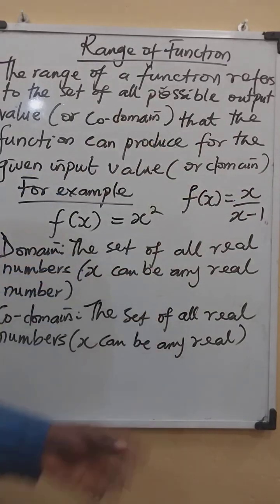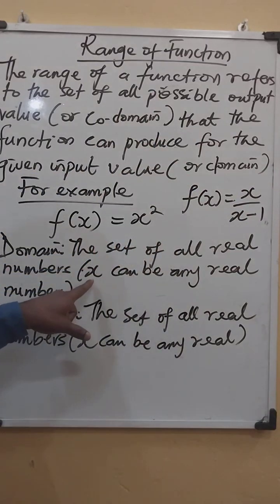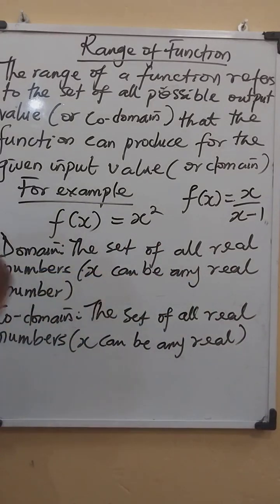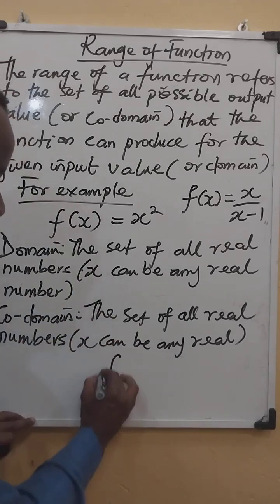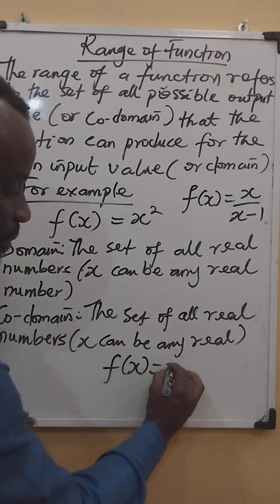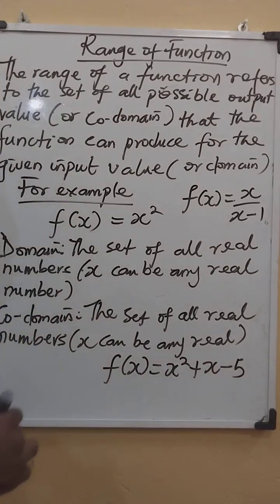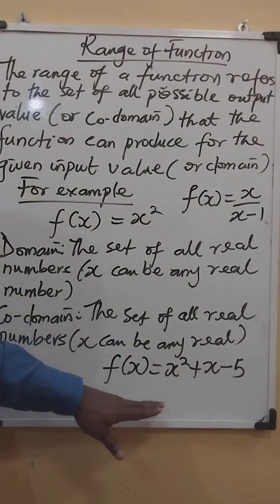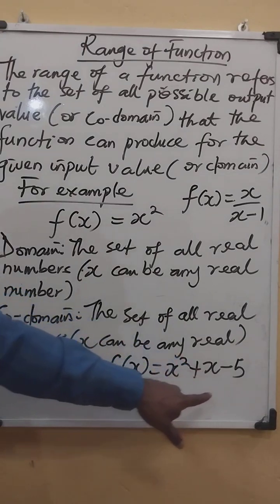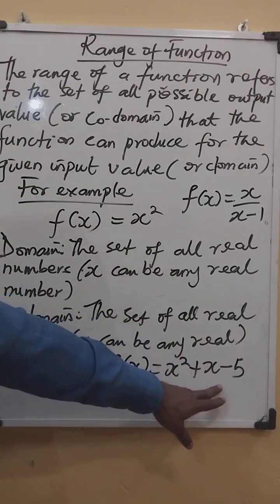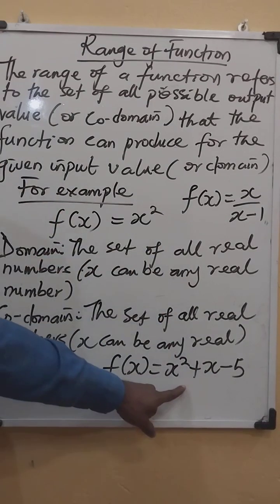In this case, the real number that we are referring to, that is why I put it in bracket. It says x can be any real number. So you may have a function like this. For example, you may have a function like this: x squared plus x minus 5. This is a function.